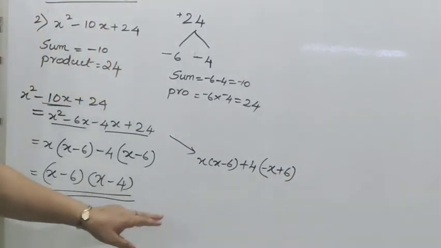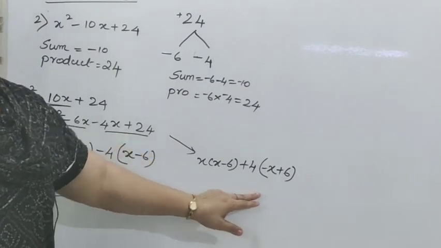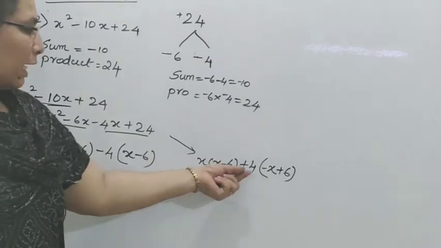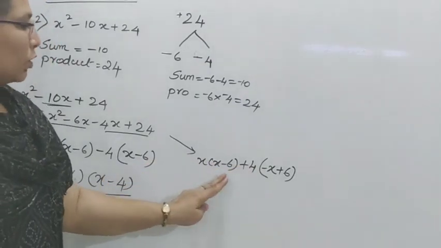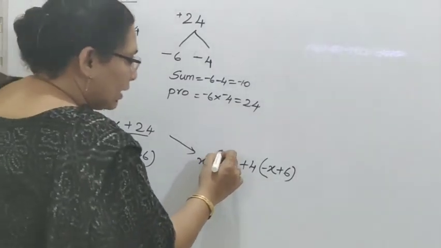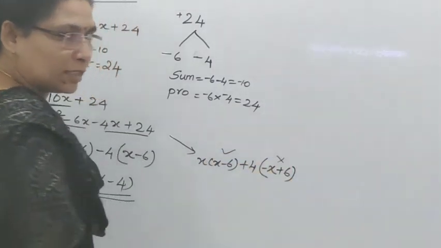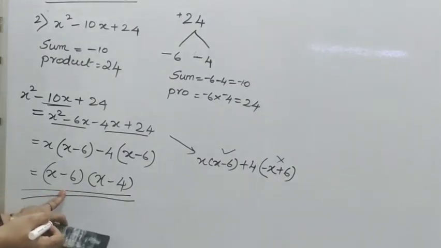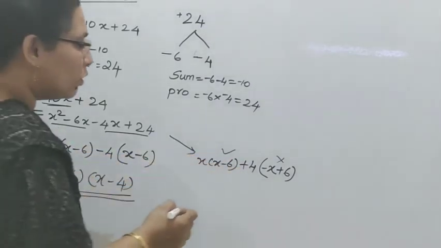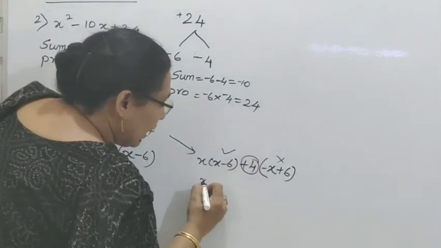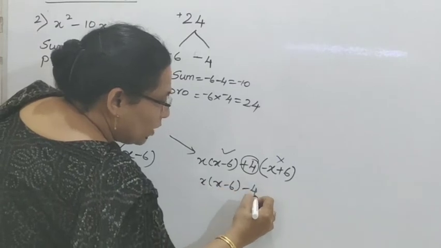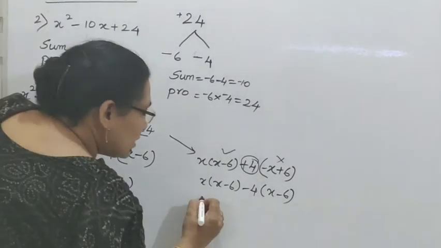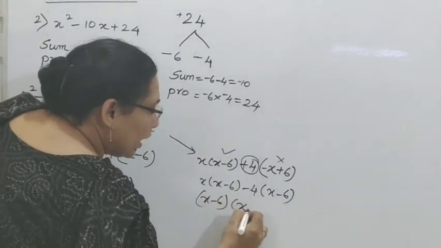Understood? Now I cannot take any common factors from here. So what should we do? We should take the common factors in such a way that both these brackets are the same. That is, here x minus 6 means here also x minus 6 should come. Then only we can take the next step, the common factor. So for avoiding this problem, instead of +4, we should take -4. So both the brackets are the same. So x minus 6 is common, then into x minus 4.